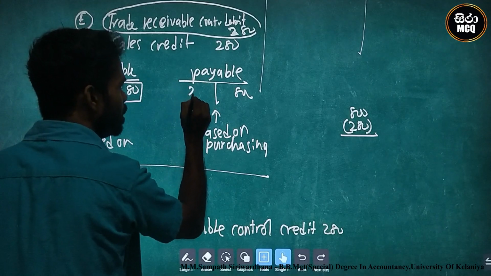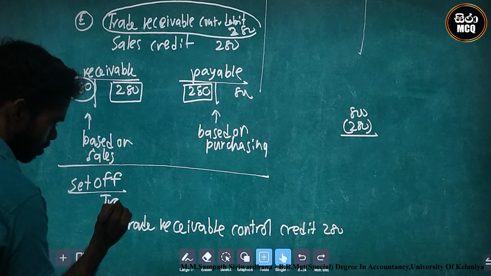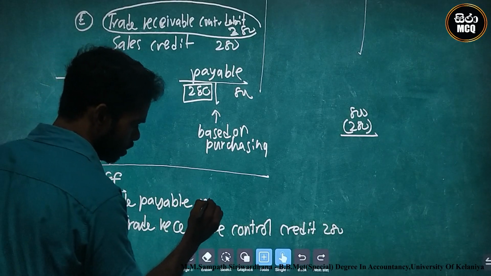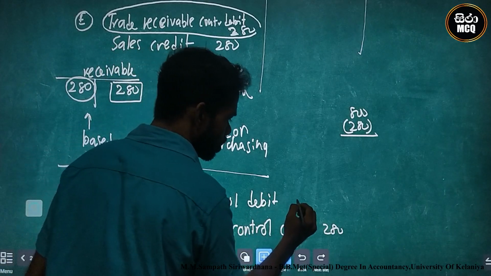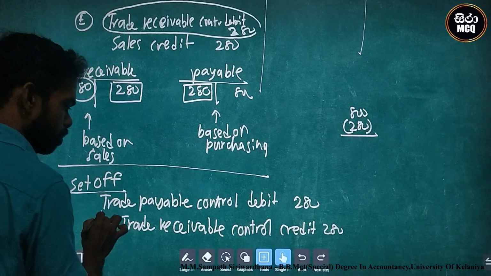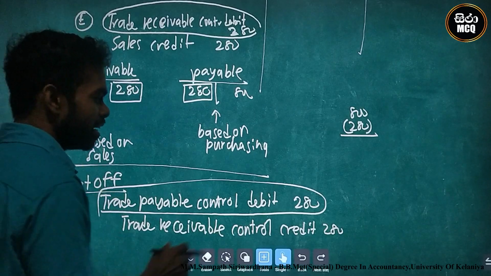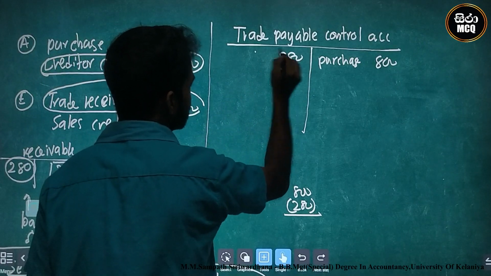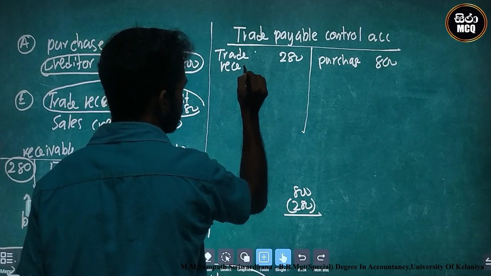Set off means cancelling. Payable cancelling, debit to trade payable control 280. This is the transaction. Therefore, we focus on trade payable being shortened. This is the set off trade payable debit. Okay. After that, we can enter this amount to trade payable debit. Set off, this is a trade receivable short.